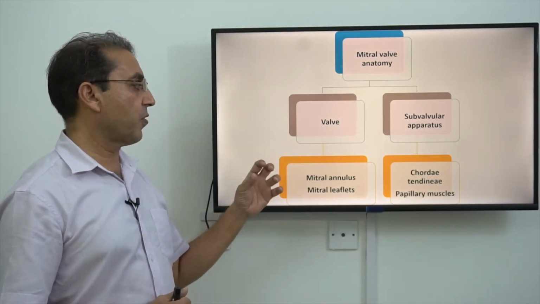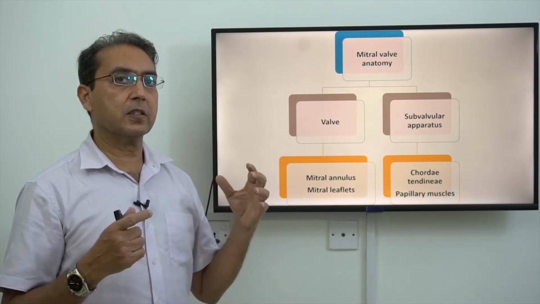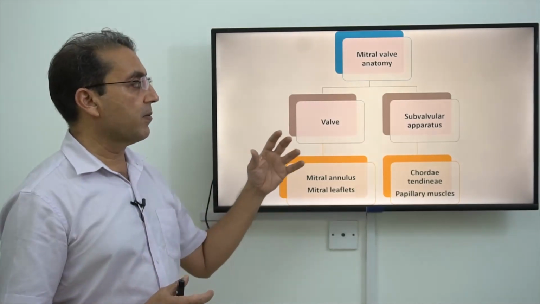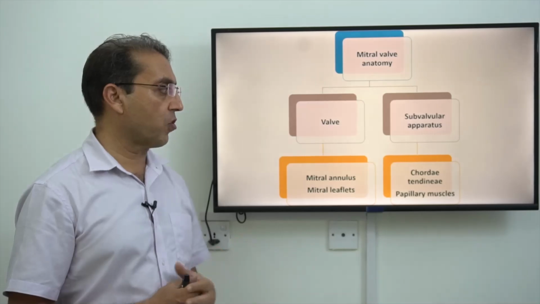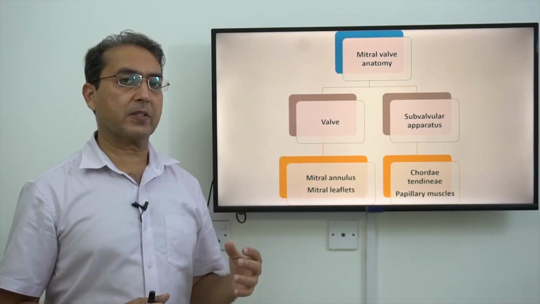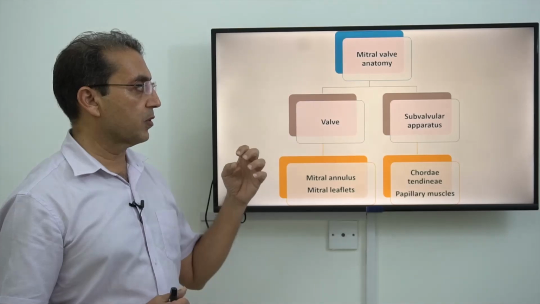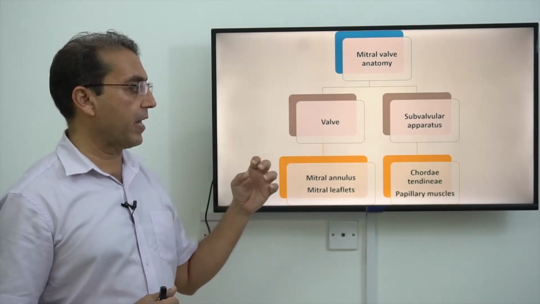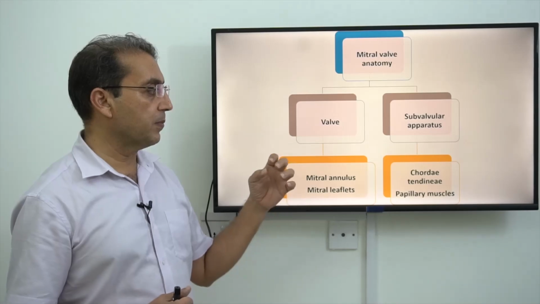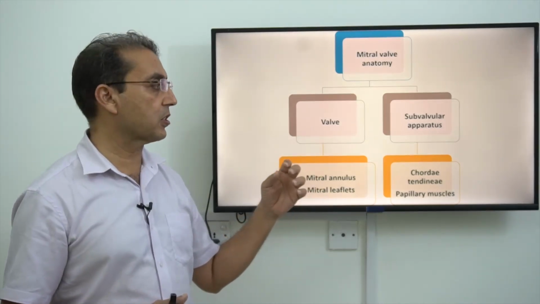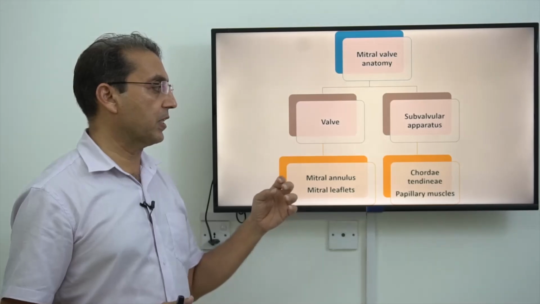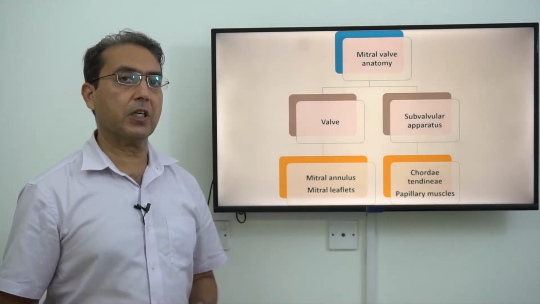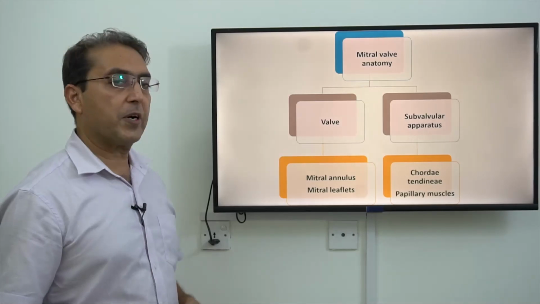The valve consists of a mitral annulus and the two leaflets, while the subvalvular apparatus consists of chordae tendineae and the papillary muscles. The valve leaflets are attached to the cardiac muscle through the papillary muscles and chordae tendineae, which are small tendons originating from the papillary muscles and attaching to the undersurface of the mitral leaflets.